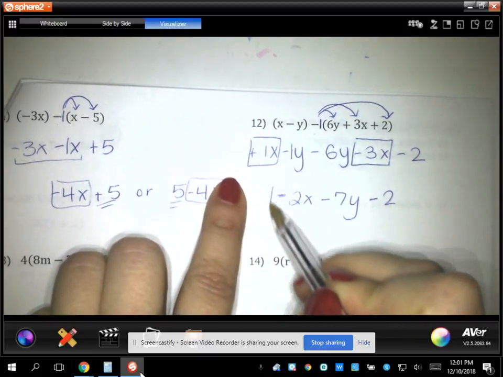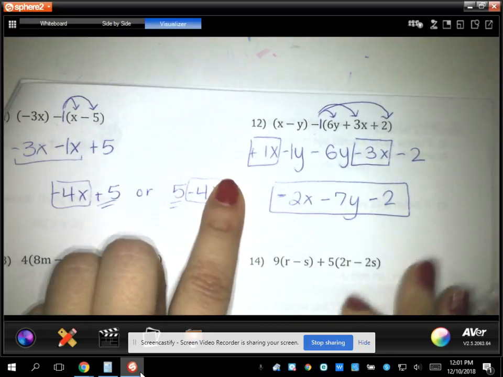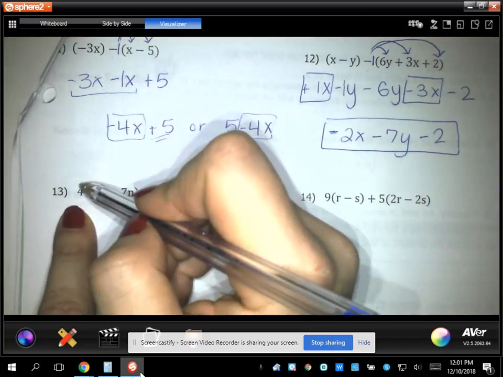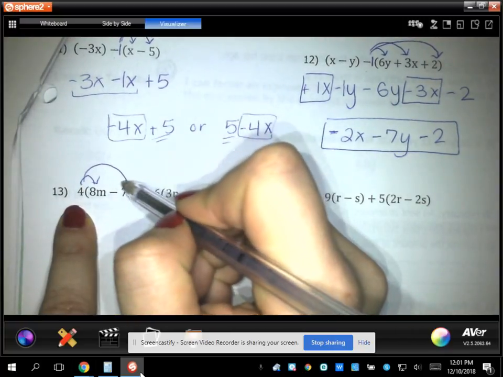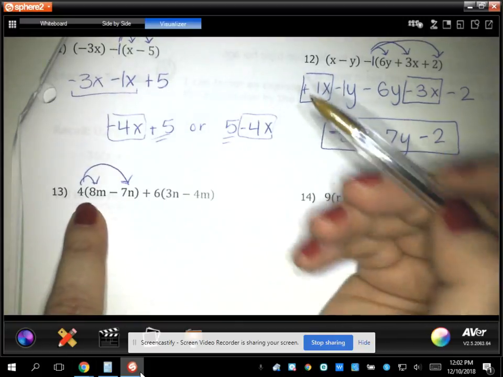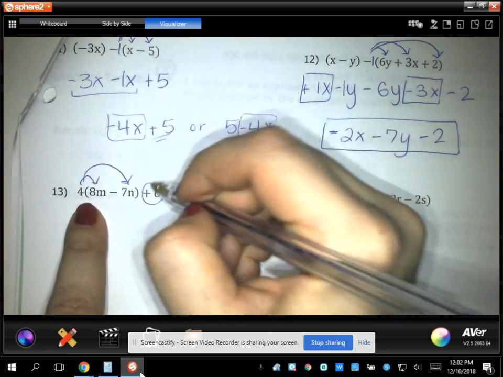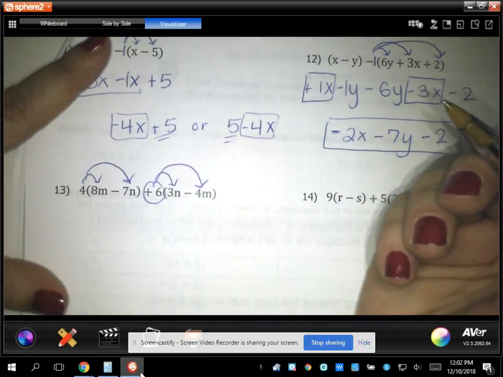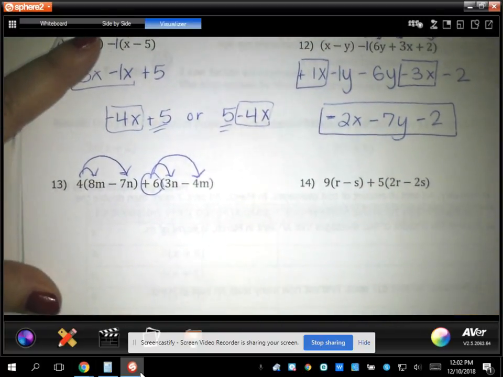All right. To the next one. Now this one's a little bit different because these parentheses have a 4 in front, which means I have to multiply each term inside the parentheses by 4. These parentheses have a +6 in front, which means I have to multiply each term inside the parentheses by +6. Then I need to combine like terms.